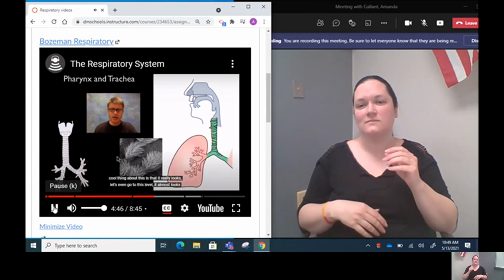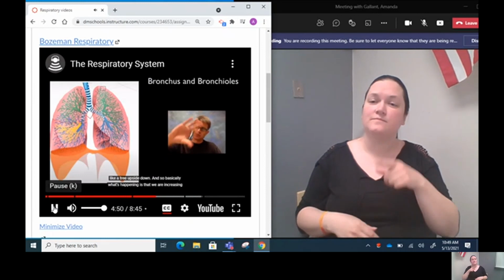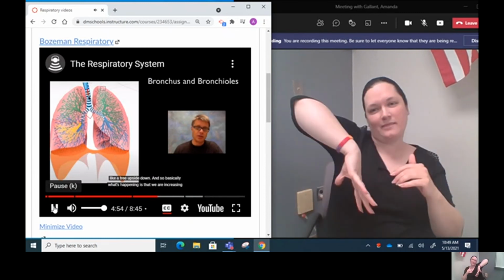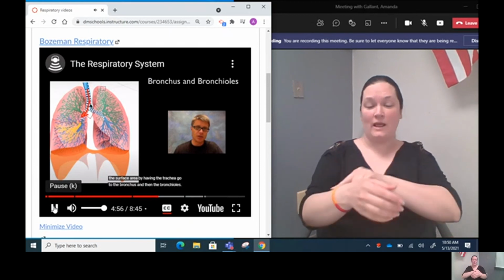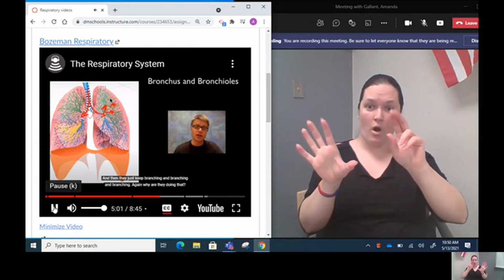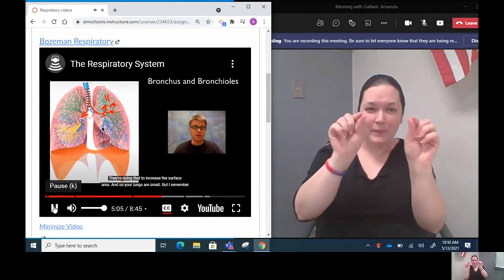Another cool thing about this is that it really looks, let's even go to this level, it almost looks like a tree upside down. And so basically what's happening is that we are increasing the surface area by having the trachea go to the bronchus and then the bronchioles, and then they just keep branching and branching and branching. Again, why are they doing that? They're doing that to increase the surface area.